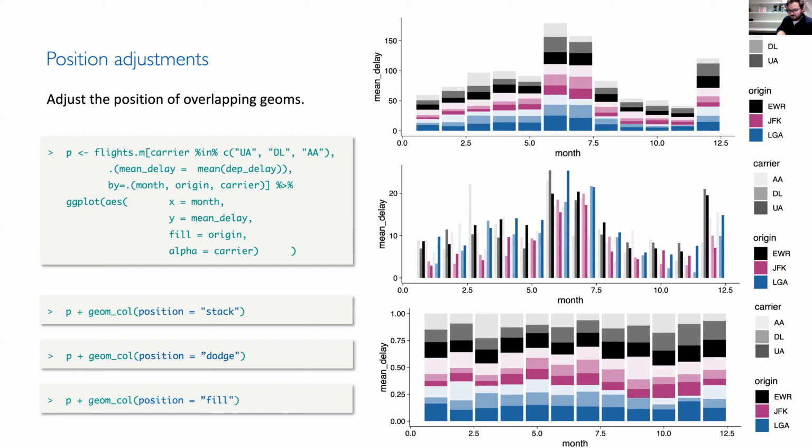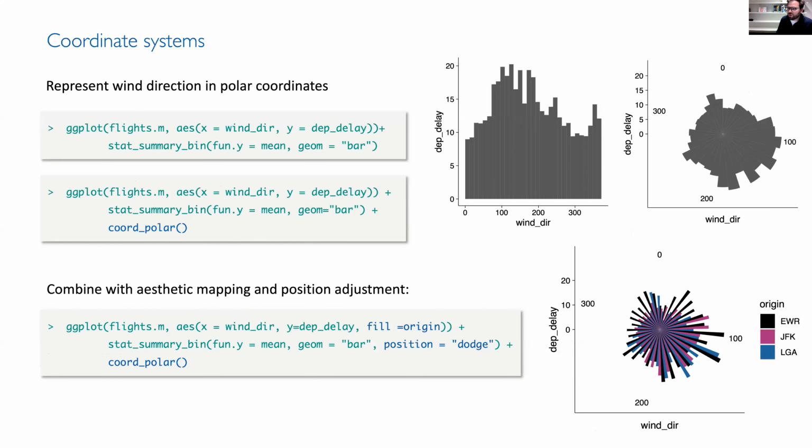Yeah, you can see here, for example, a large fraction of the delays in March comes actually from this Newark airport, while in other months, for example in the summer months, a larger fraction of the delays actually comes from the other airports, JFK and LGA. Yeah, we can also change how the data is shown. We can change the coordinate system.